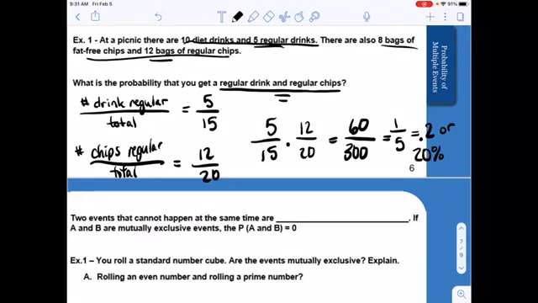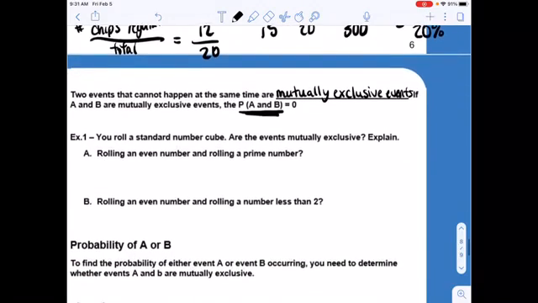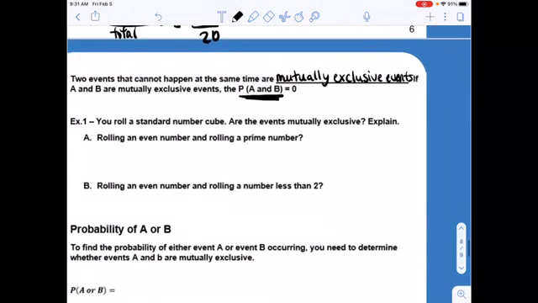Now, two events that cannot happen at the same time are called mutually exclusive events. So if A and B are mutually exclusive, then the probability of these guys together is equal to 0. So you roll a standard number cube. Are the events mutually exclusive? Explain.